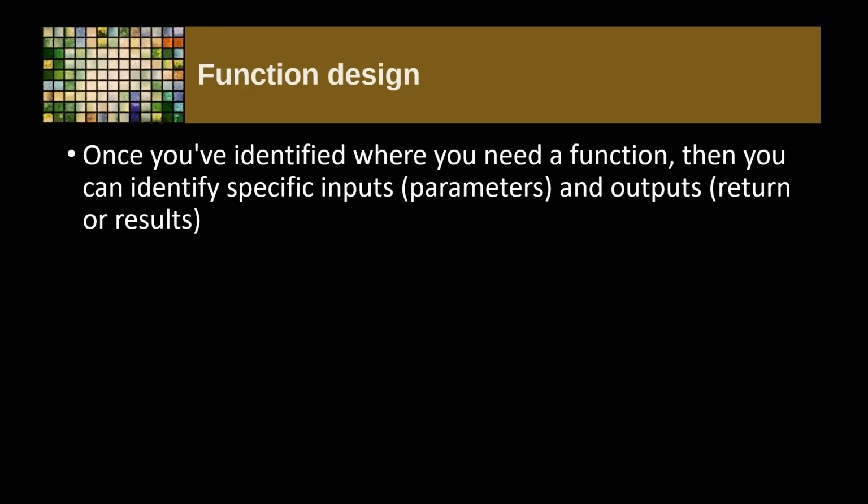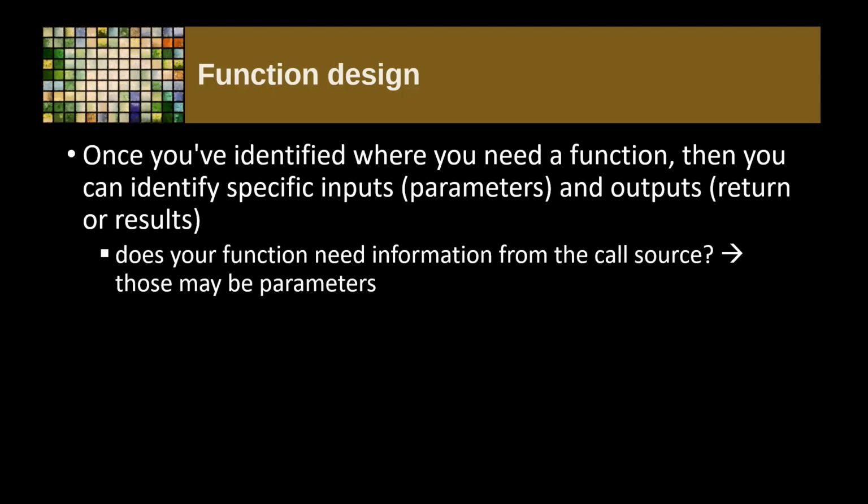Now, once you've identified where you need a function, then you can think about specific inputs or parameters and outputs, returns or results. Some of the questions you can ask to help figure this out: Does your function need information from the call source? With our little example of the first name, last name, the function that would perform that concatenation would need two parameters, right? Two string values that are going to be concatenated and returned back. So those would be parameters. What form will your input be? In the example I just gave, we know that they would be strings. And so we would make sure to use appropriate string handling features in our expressions.